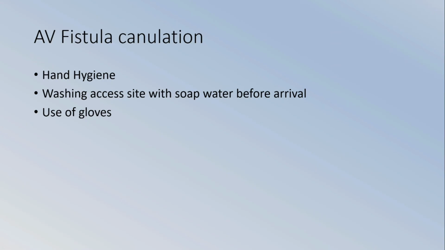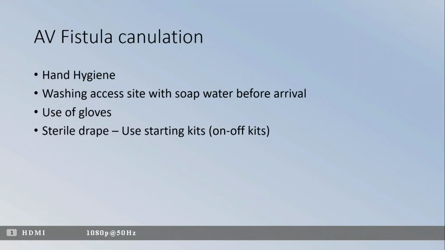Then you need to prepare the area properly. Use of gloves is mandatory, and preferably sterile, though it doesn't matter even if they are ETO sterilized. Use sterile drapes, and again use on and off kits. Nowadays these on and off kits, the starting kits, are pretty cheap. Usually each kit has some sterile gauze, even sterile gloves, and places to keep your antiseptic solutions. You can just use one kit for every patient at the time of start and at the time of end. It doesn't cost a whole lot. We are able to get it for 25 to 30 rupees. It's not a big deal.